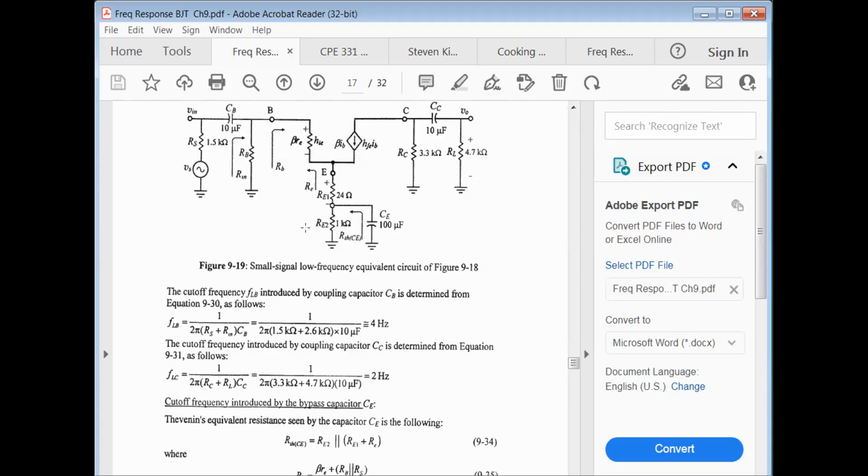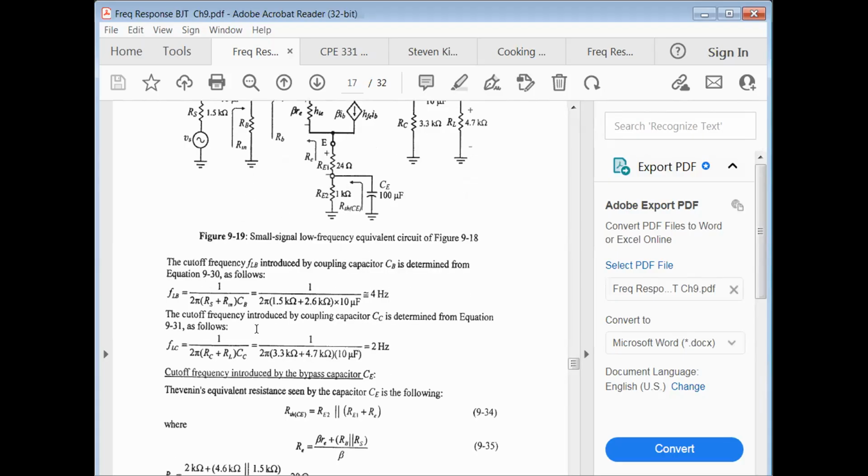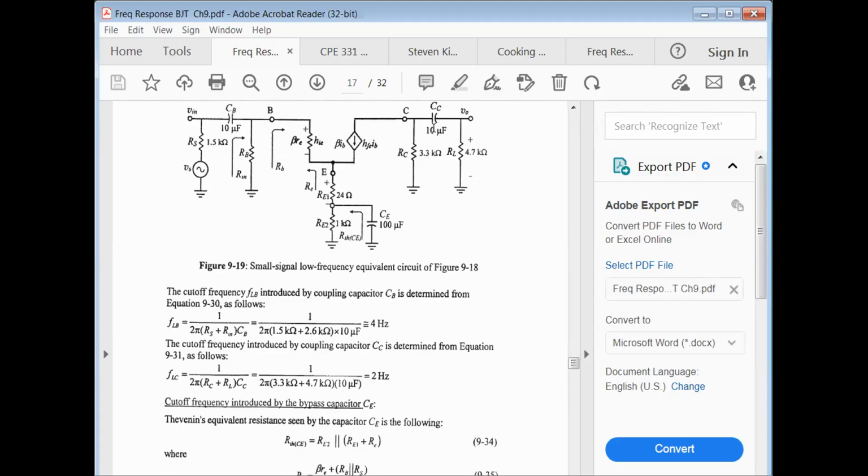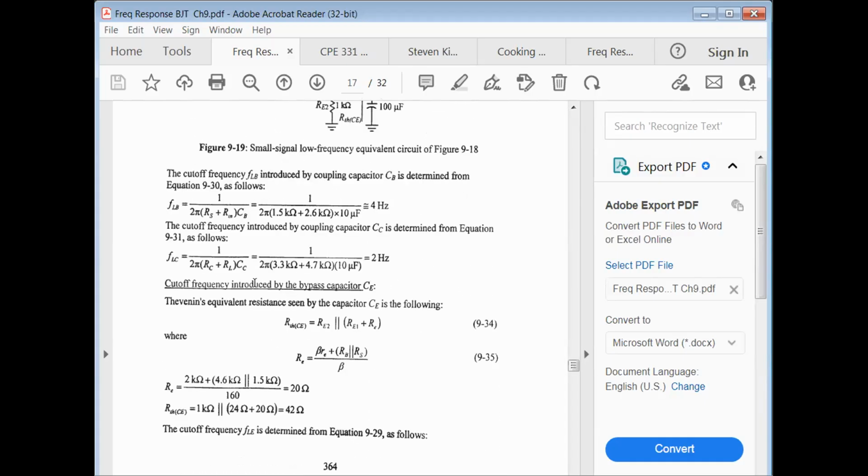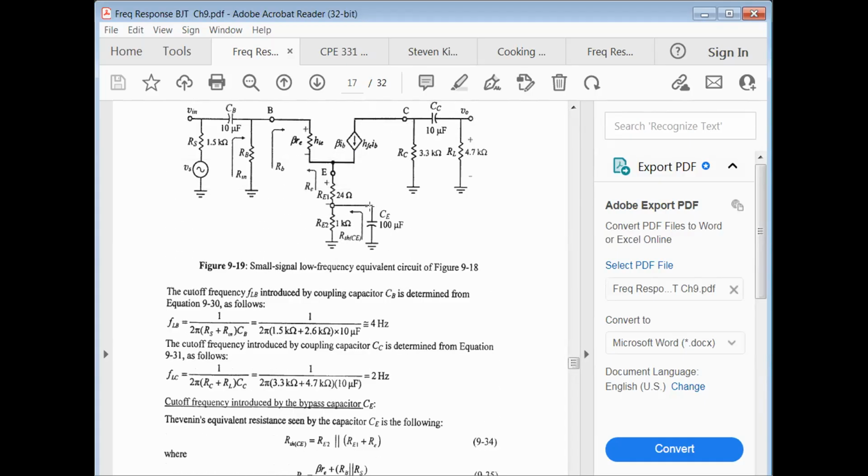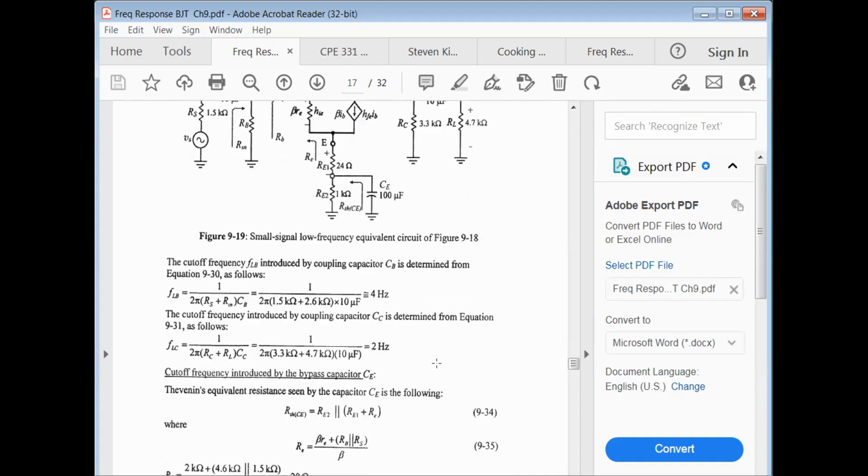The cutoff frequency introduced by the coupling capacitor C sub C, this guy right here, is given by this equation. It's about 2 hertz. Now the cutoff frequency introduced by the bypass capacitor, this C sub E.